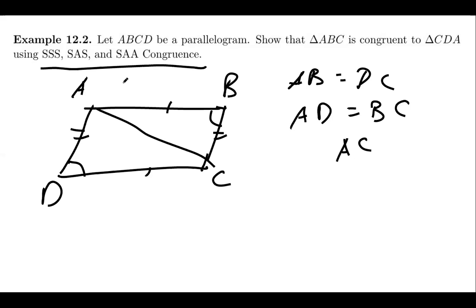Okay, and now for SAA, we actually have a transversal here. AC is a transversal. So that means that this angle here and that angle will be the same. And that means that we can now use SAA with this angle, that angle, this side, and same for triangle ABC. And since they're all the same, we have SAA congruence. So just a few quick applications of congruency and similarity.